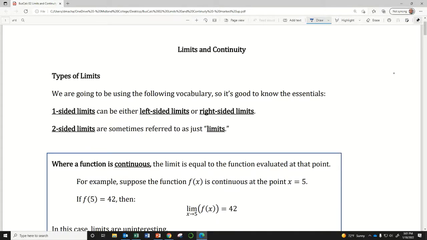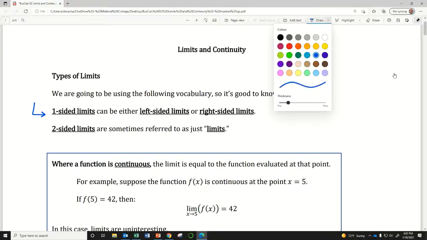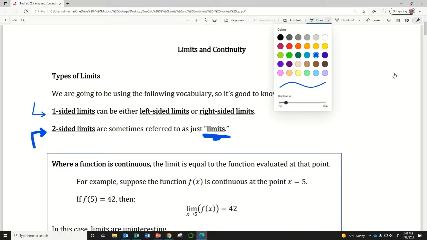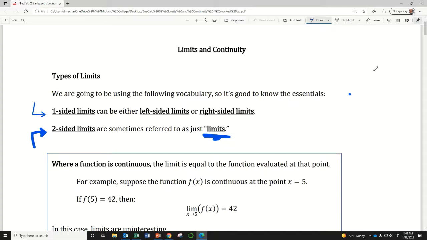Alright, in this video we are talking about one-sided limits and two-sided limits. Now, one-sided limits can be either left-sided or right-sided limits. And whenever I say two-sided limits, this is what a lot of times for the rest of the course we're going to just refer to as limits. So if you see someone use the word limit without actually specifying right-sided limit or left-sided limit, what they mean is actually a two-sided limit. But we'll get into the details about what this means.